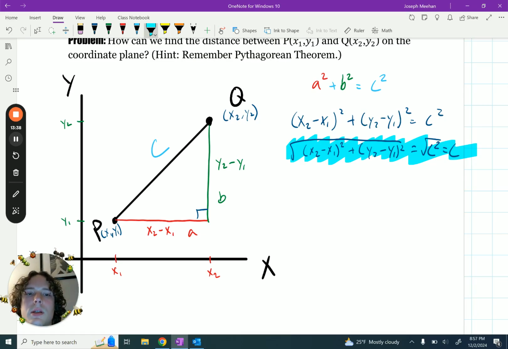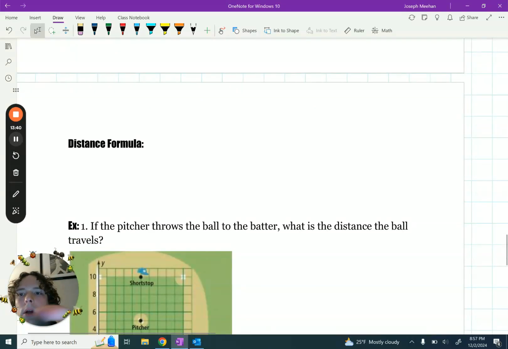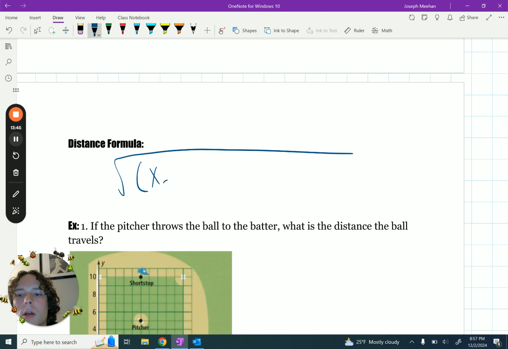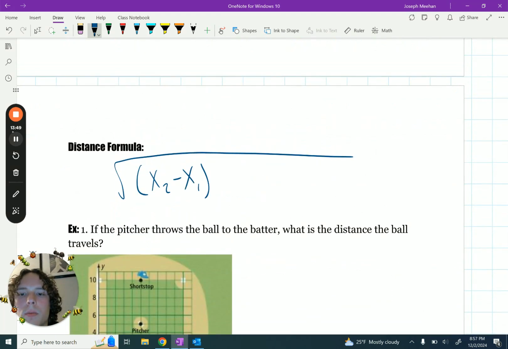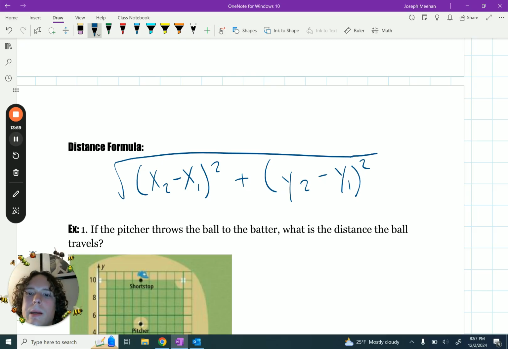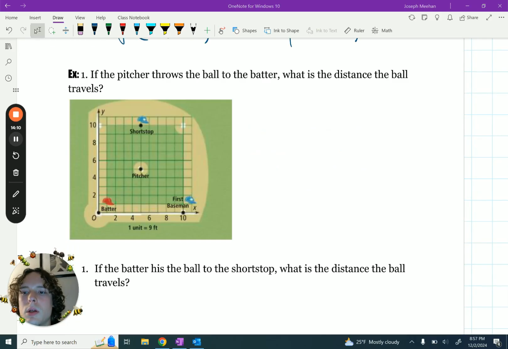So what we just derived is the distance formula, and that's what we can write down right here. What I want you to write is the distance formula: the square root of (x2 minus x1) squared plus (y2 minus y1) squared. So every single time they give you two coordinates on a coordinate plane, just like you plugged them into the midpoint formula when finding the midpoint, you plug them in here the same way, with point 1 and point 2, to find the distance between those two points. All right, so let's do some examples.